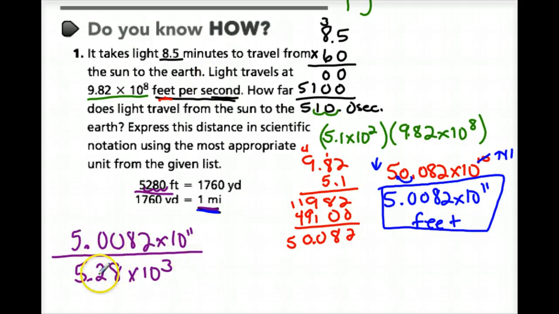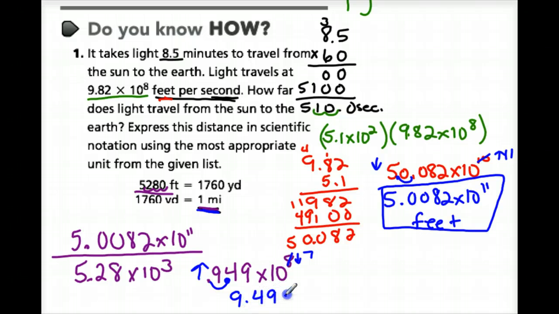Okay, so you're looking for the answer. When you divide 5.0082 by 5.28, you get 0.949 when rounded, times 10, and remember we subtract these exponents, so this is going to be to the 8th power. Of course, this is not in scientific notation, so we move this over 1, which makes it larger, which means we move the exponent down 1, which makes it smaller. So this is 9.49 times 10 to the 7th.